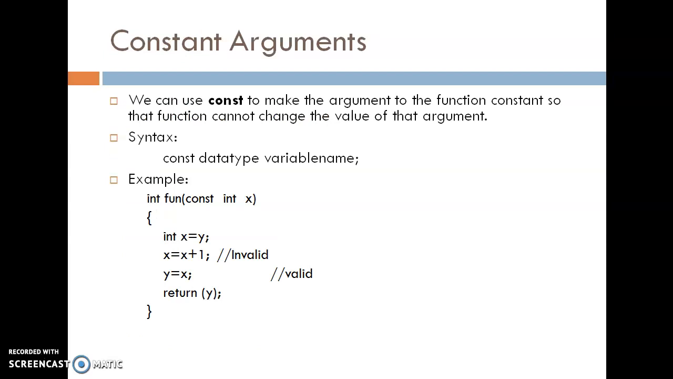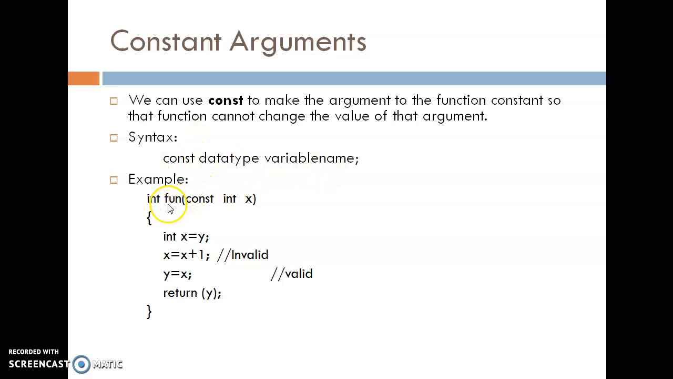Constant argument. Previously in C language also, we can use a const keyword to make an argument to the function constant, so that inside that function you are not able to change the value of that constant argument. The syntax is like this: const data type variable name.